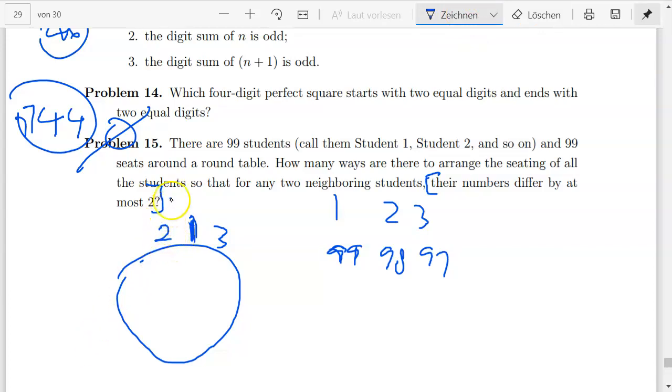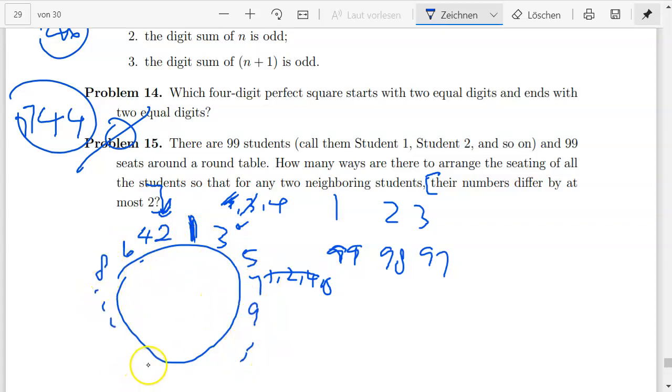Now looking from the perspective of student 2, since we have student 1 beside him, the numbers that differ by at most 2 from 2 will be 1, 3, and 4. So 1 and 3 are taken, so we can only put 4 over here. For student 3, the numbers will be 1, 2, 4, and 5. And 1, 2, 4 are taken, so we only have 5. Using this same analogy, we repeat it. For 4, we will have 2, 3, and then 5, 6. But 2, 3, and 5 are taken, so this one is 6, and then this one will be 7, 8, 9, all the way up to 98, and then 99, 97 over here.